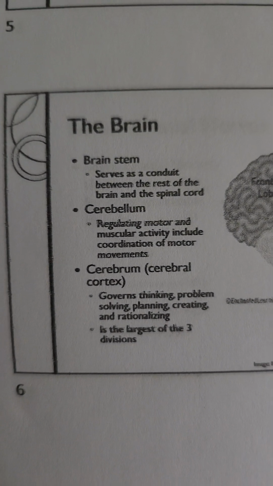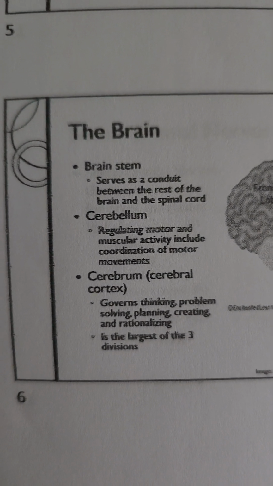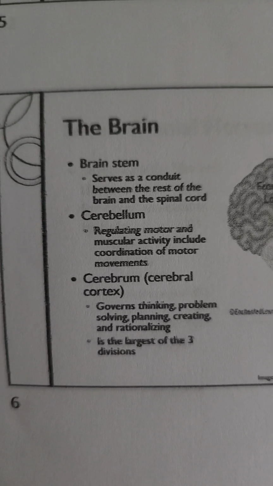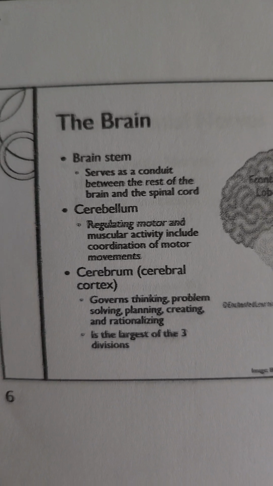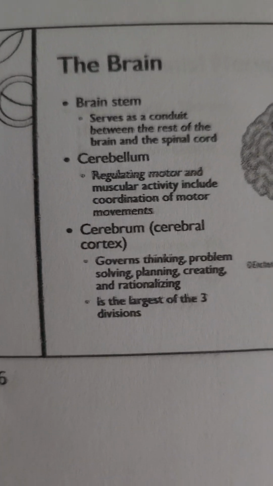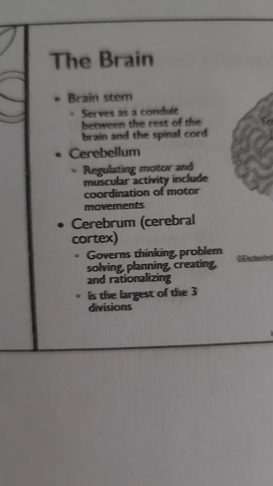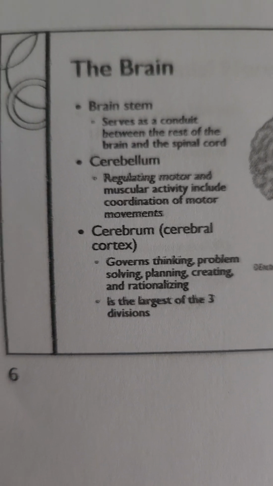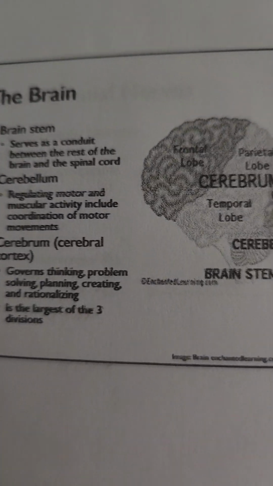There's the brain stem. It serves as a conduit between the rest of the brain and the spinal cord. The cerebellum regulates motor and muscle activity, including coordination of motor movements. The cerebrum governs thinking, problem solving, planning, creating, and rationalizing. It is the largest of the 3 divisions.